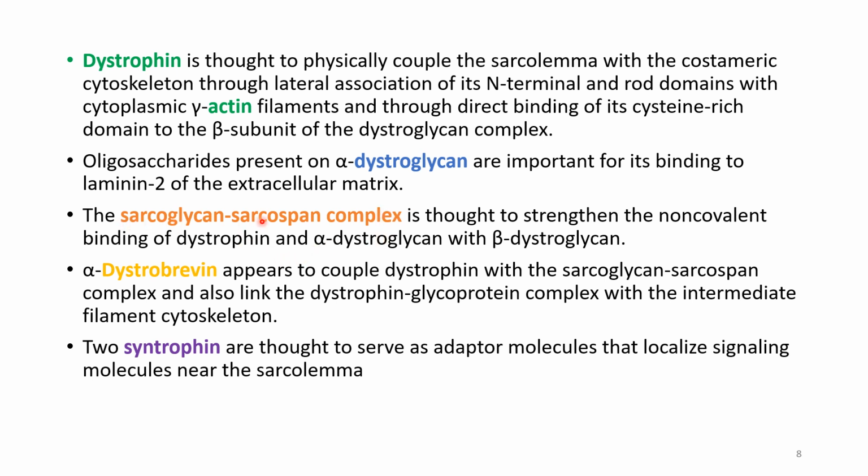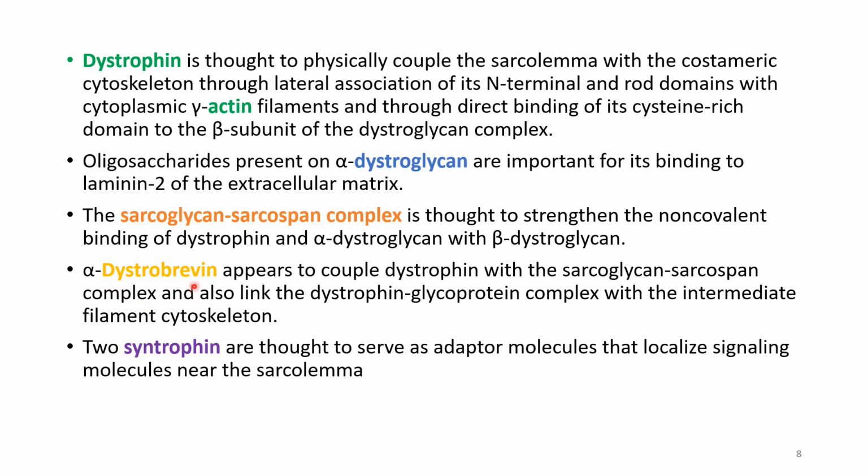Next is the sarcoglycan sarcospan complex. Why is it present? It is to strengthen the non-covalent binding of dystrophin and alpha dystroglycan with the beta dystroglycan. So our connection between the dystrophin and dystroglycan is non-covalent. That is strengthened by the sarcoglycan and sarcospan complex.